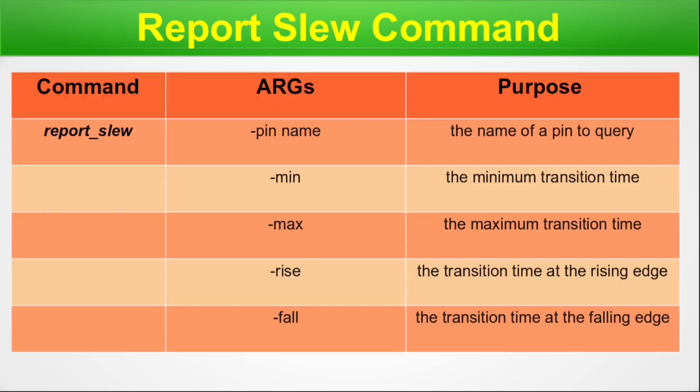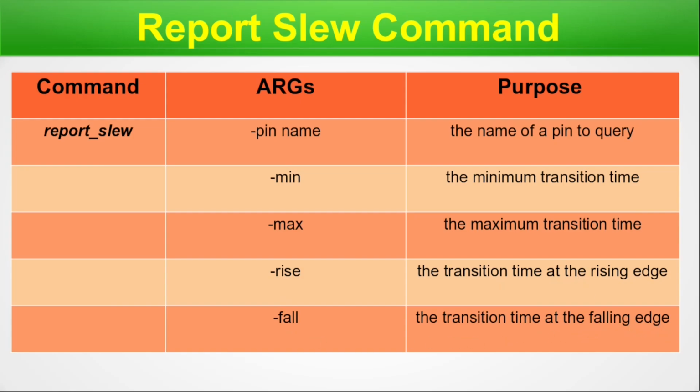The report_slew command. As the name suggests, we can do more with this particular command. Let us see how. So here, this is my mouse pointer. This is our command and all these are arguments. So pin name gives the name of the pin for which we are doing the query. So these are kind of query commands. Min is the minimum transition time, max is the max transition time, rise is the transition time at the rising edge, and fall is the transition time at the falling edge.